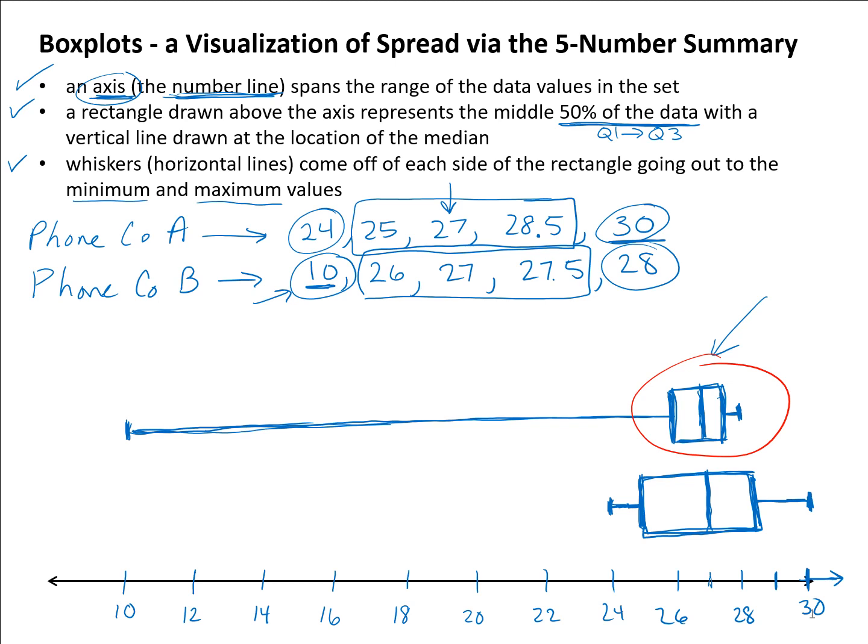So you can very quickly see that the data for phone company B is more consistent. It's less spread out, even though none of this data is very spread out, but that 75% of phone company B's is very tightly packed. It's very consistent. And you have a kind of an outlier there of 10, which creates spread in terms of the number line or the box plot.